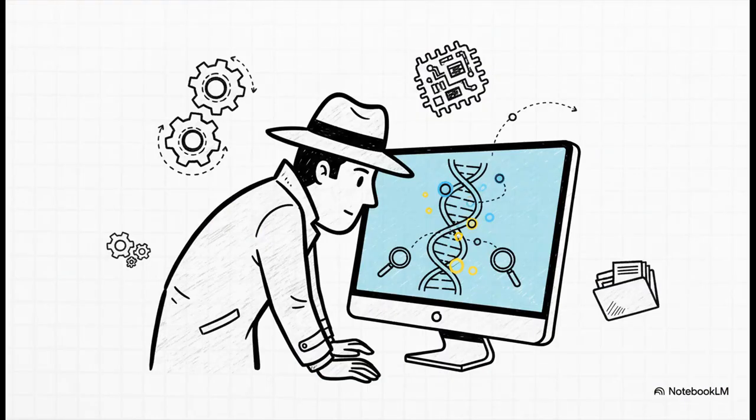Well, the way we do it is we become digital detectives. We're going to use some seriously powerful computational tools to follow the clues hidden inside this code, build our case, and hopefully solve the mystery of what this specific piece of DNA actually does. So let's get our investigation started.